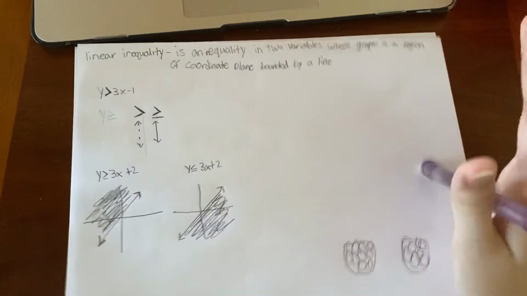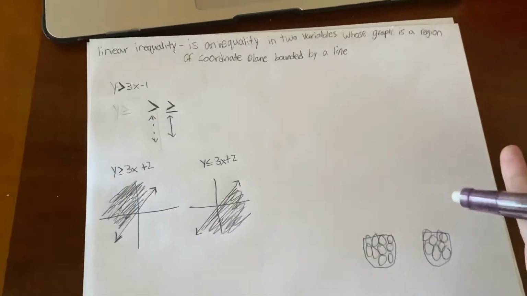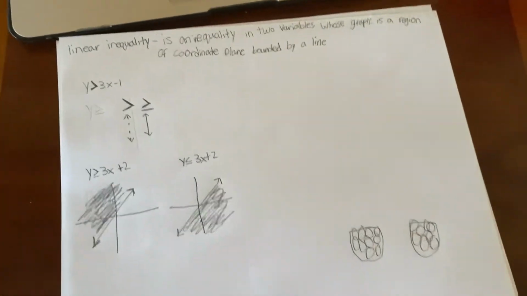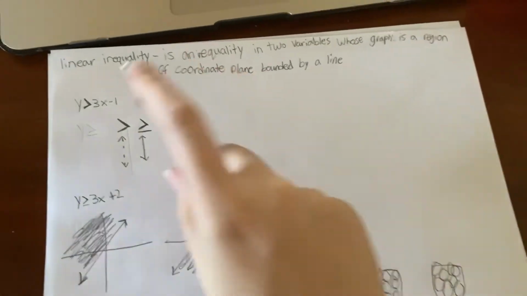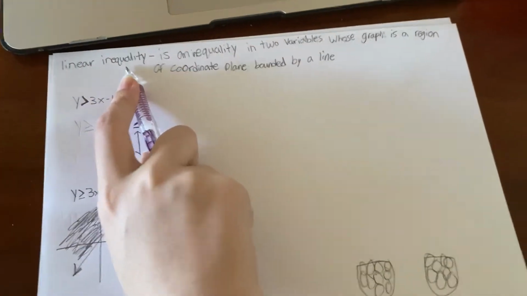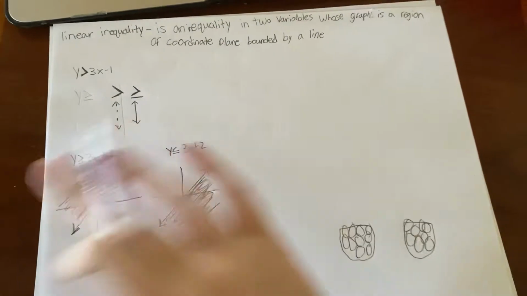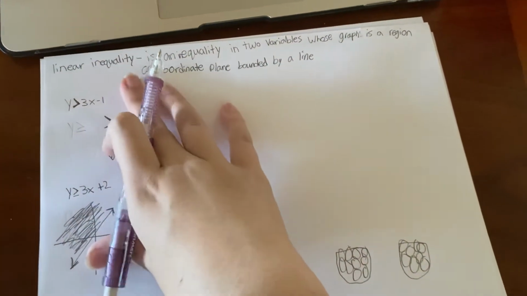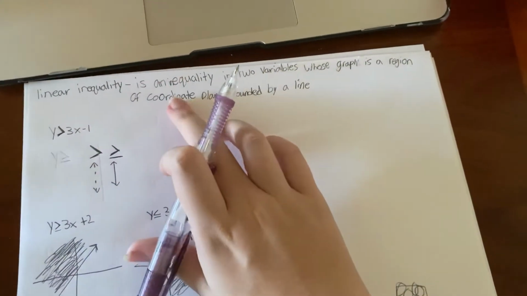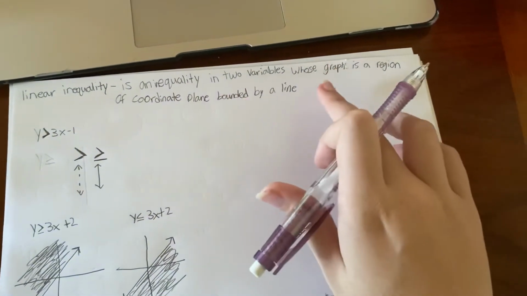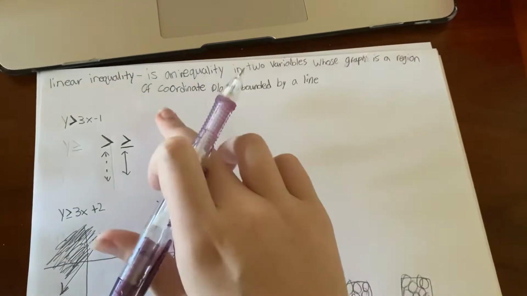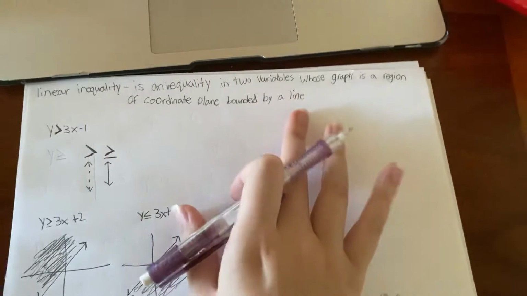It's a relatively easy, kind of fast subject to go over. This one is a lot of diagrams that I'm going to show you how to do, but it's about linear inequalities and how to graph those equations. So a linear inequality is an inequality in two variables whose graph is a region of the coordinate plane bounded by a line.